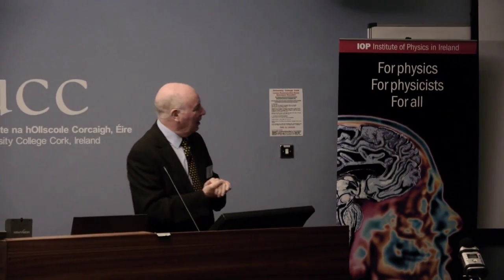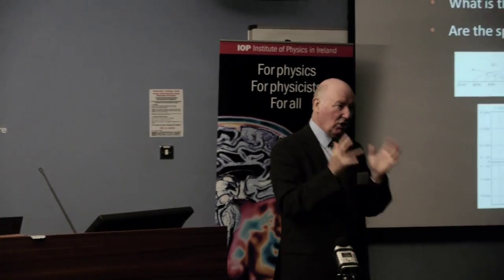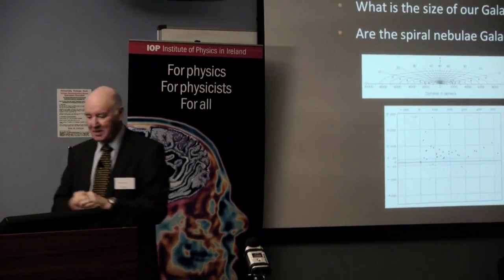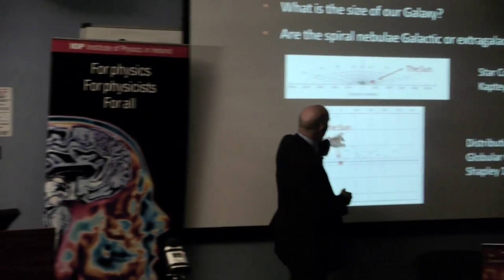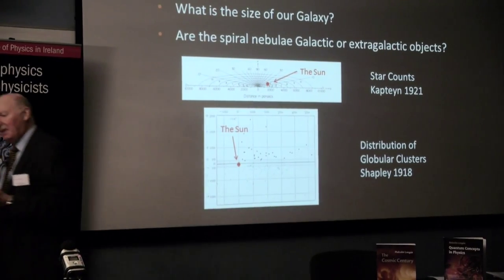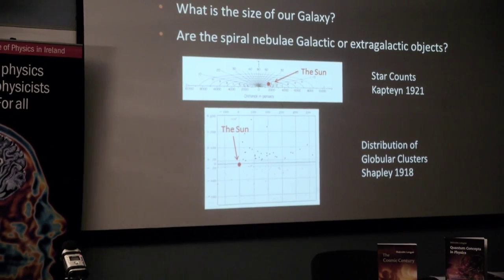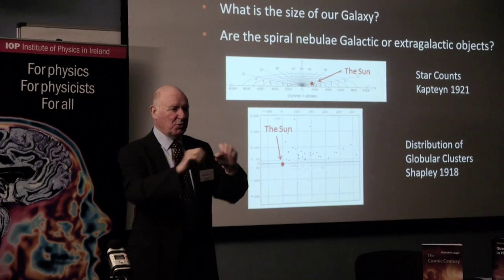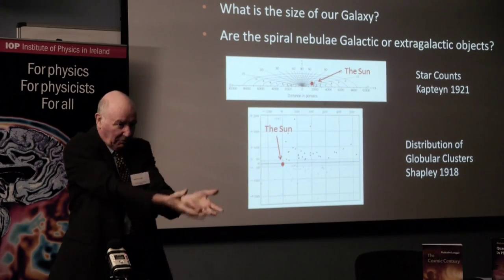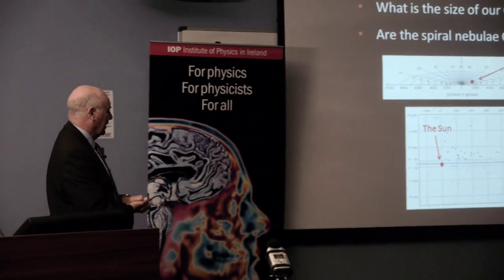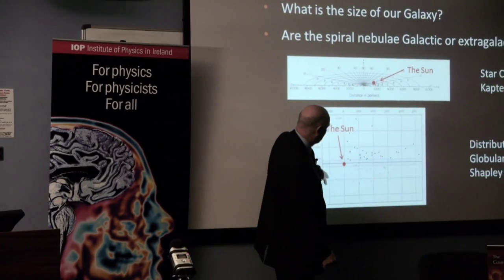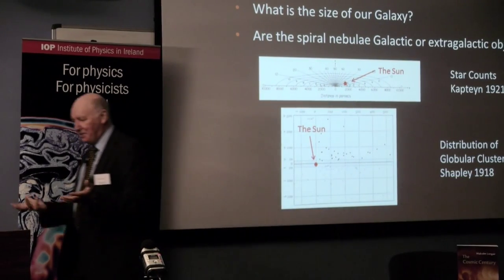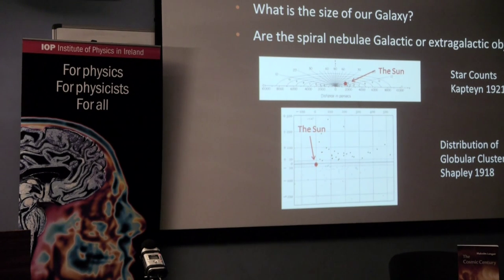There were two opposing points of view. If you simply did what William Herschel did and counted the numbers of stars, which is what Kapteyn did in his 1921 paper, then you would have the Sun located rather close to the center of the system of stars. On the other hand, Shapley looked at the globular clusters. These are objects which avoid the plane of the galaxy but go in a much more extended distribution throughout the galaxy. And if you do that, then you find that the Sun is very much at the edge of a much larger system. So this was the question: what is the real size of the galaxy and what is the nature of the spiral nebulae?